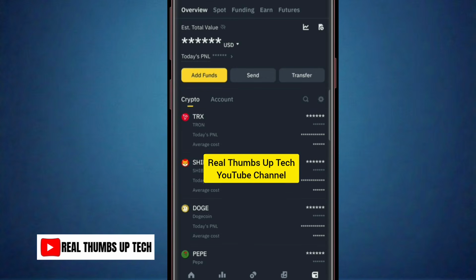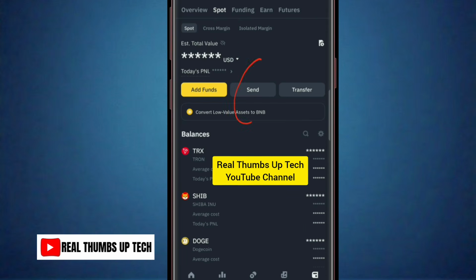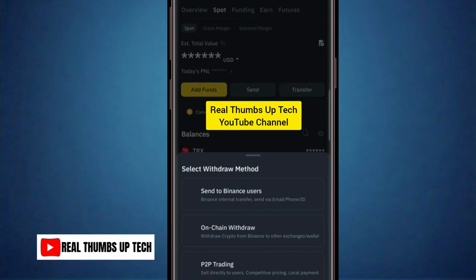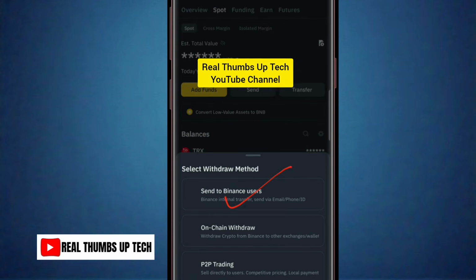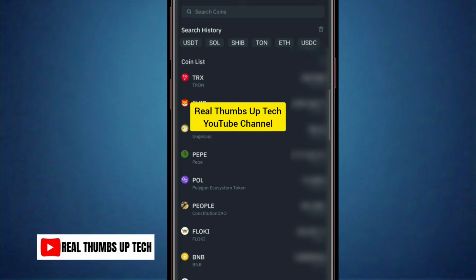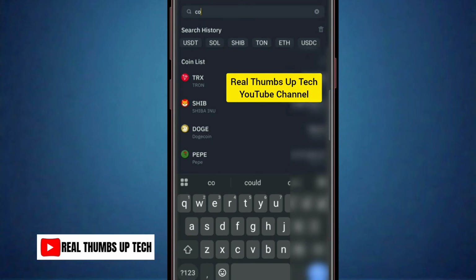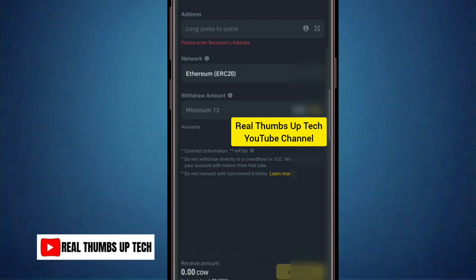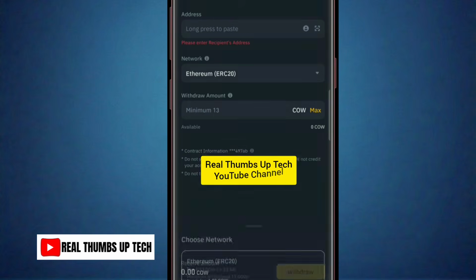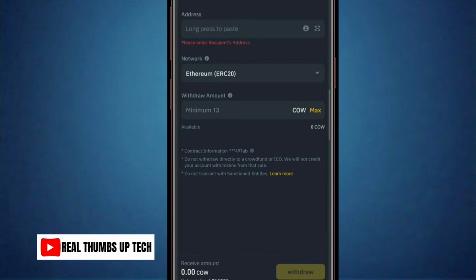Under here you go over to spots in case you are not there already. You now go over to send. Tap on send. Are you sending to Binance users or on-chain withdraw? You go over to on-chain withdraw, you tap on it. So you select the coin you are sending. I'm sending COW. You've seen that the network they are using is Ethereum network, ERC20. So let's go back to KuCoin and check the network they are using over there.